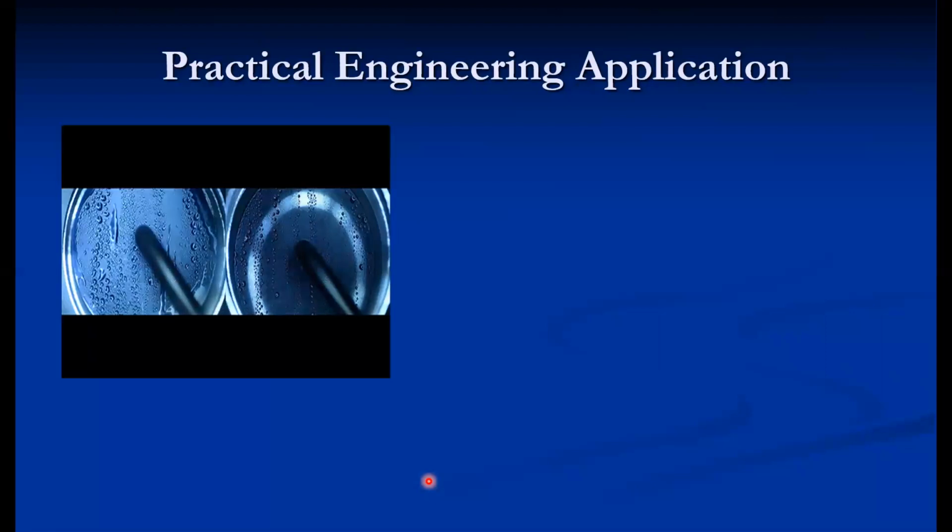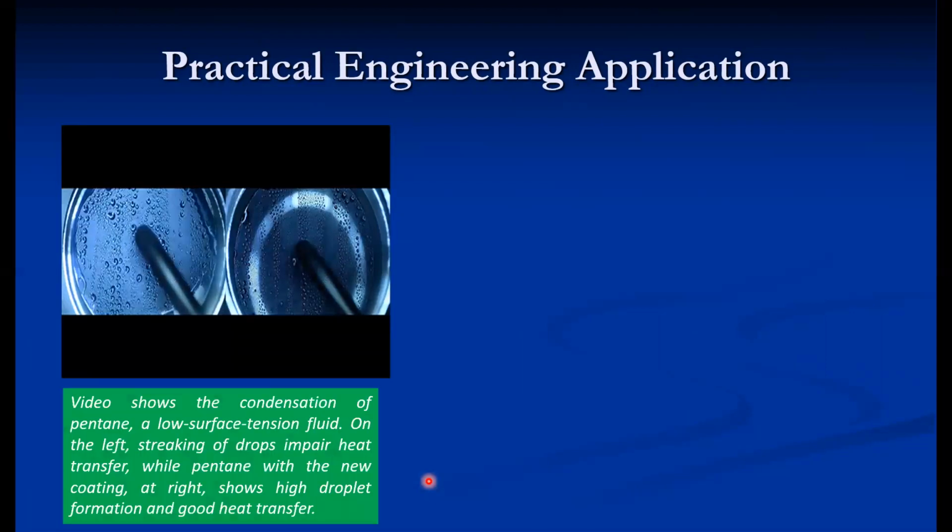Some practical examples in engineering applications: generally, surface tension is very important during the phase change process. This video shows the condensation of one fluid, especially a low surface tension fluid, pentane. On the left hand side, you can see the drops impair heat transfer, because the droplets create a film, which acts as a resistance for the heat transfer.